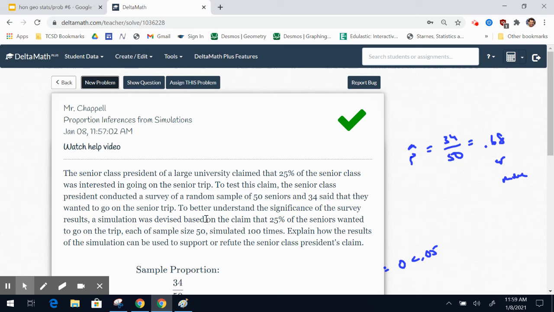All right, let me see if I can find one where it's going to be the other way, where it's going to be greater than 5%. Let's see. All right, let's try this one.